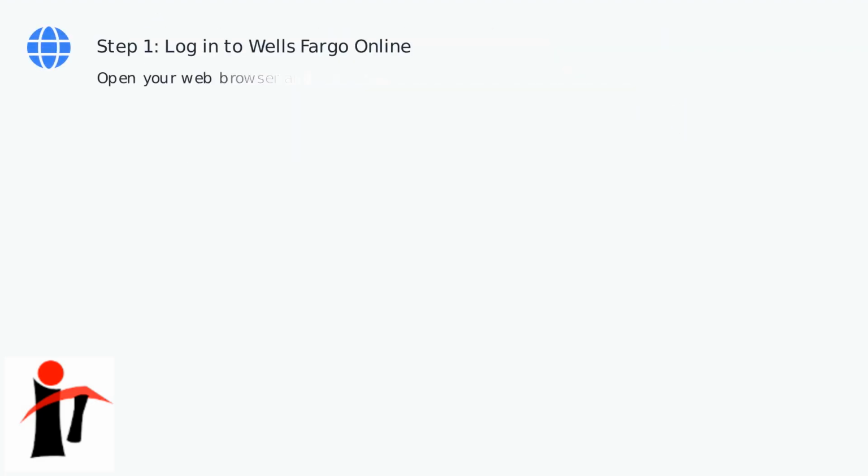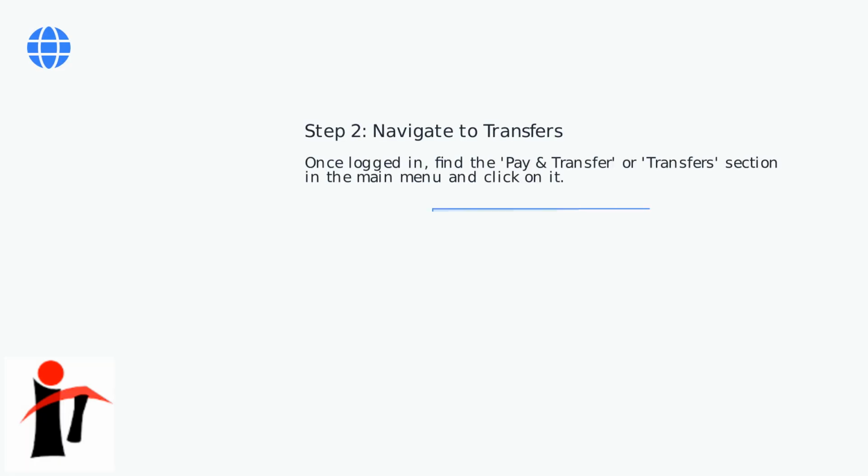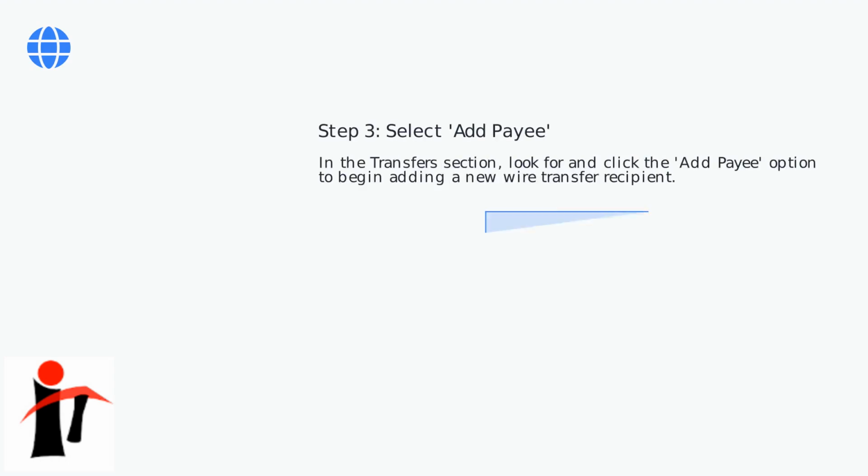Start by logging in to your Wells Fargo online banking account. Open your web browser, visit the Wells Fargo website, and enter your username and password to access your account. Next, navigate to the Pay and Transfer or Transfers section from the main menu. This is where you'll manage your wire transfers. Within the Transfers section, select Add Payee to start the process of registering a new recipient for wire transfers.